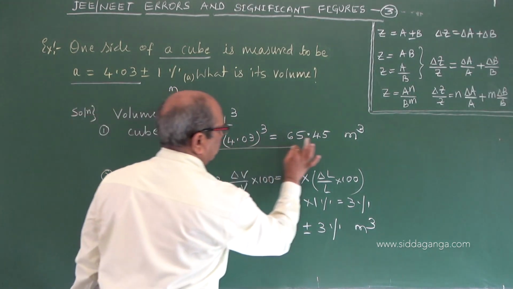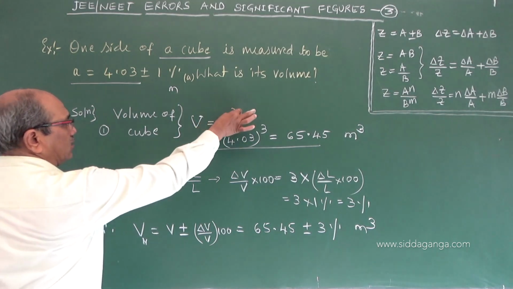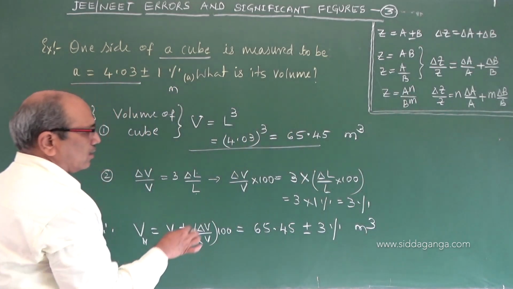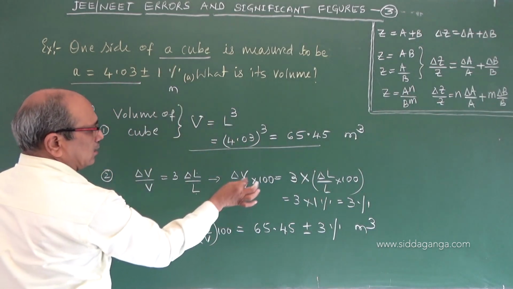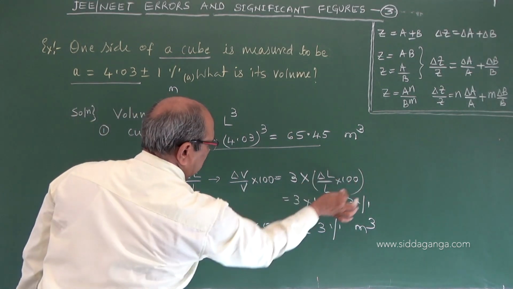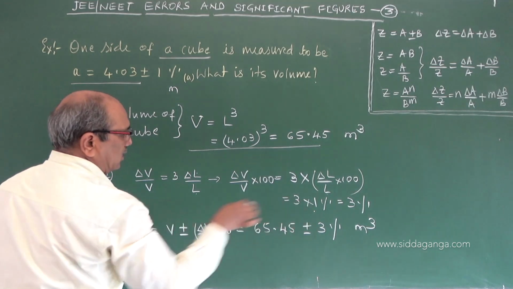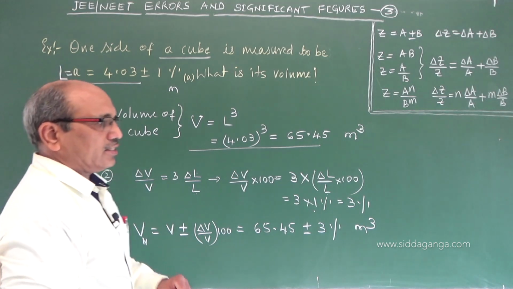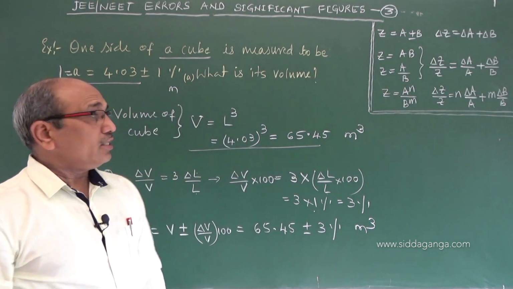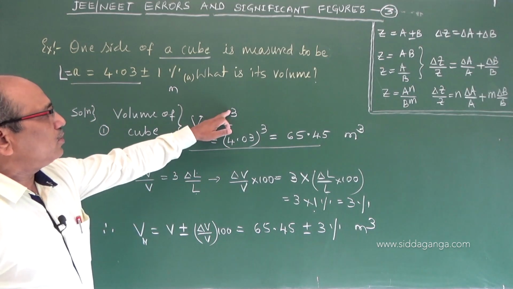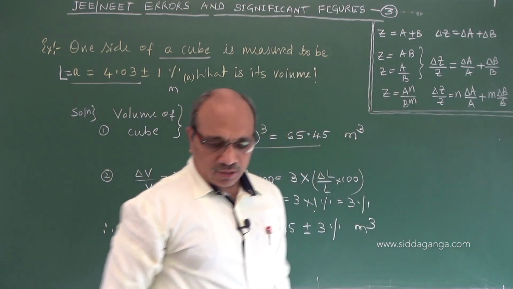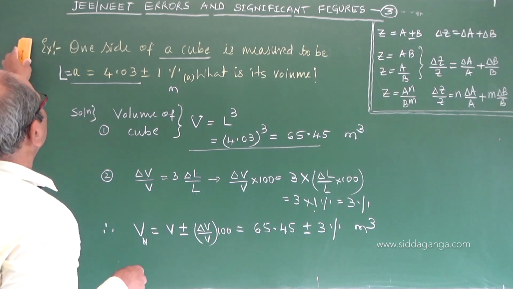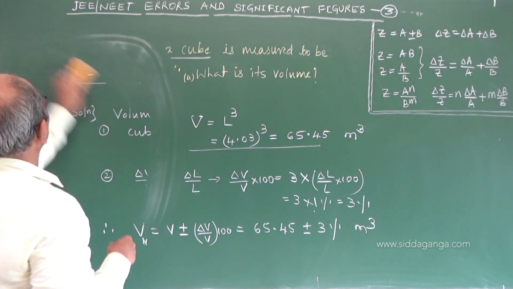First you find out the volume and then the error estimation. As it is cube, we use 3 into delta L by L. For A power n, it is n into delta A by A, and the percentage is already given, delta L by L into 100 is 1%. That gives you the answer. Here L is written as A, the side, as they mentioned. So I think you have understood this. Even in volume L cube, follow this rule so that we can get the answer. Coming to the next question.